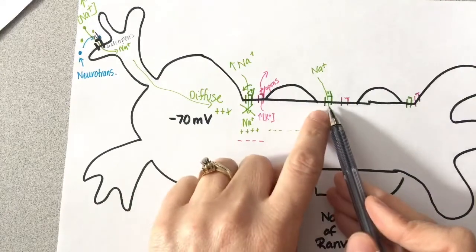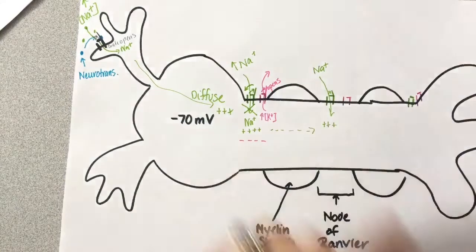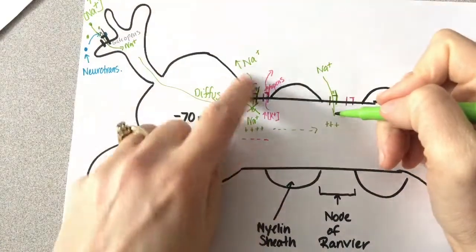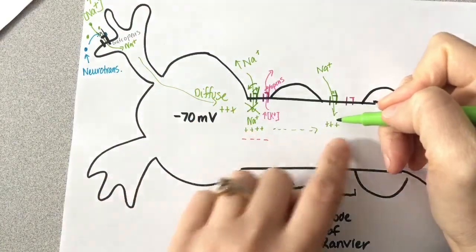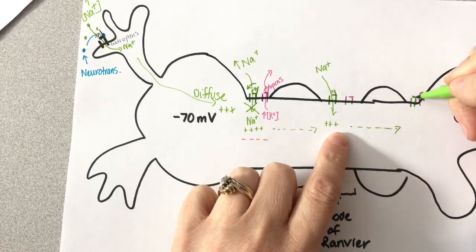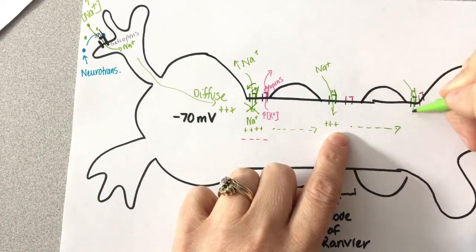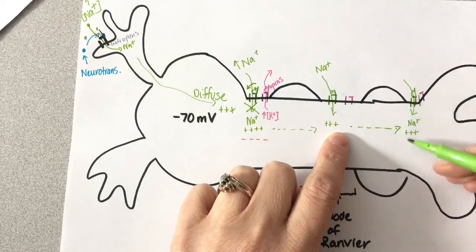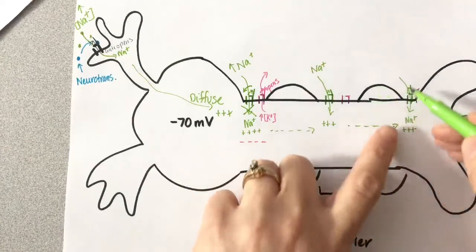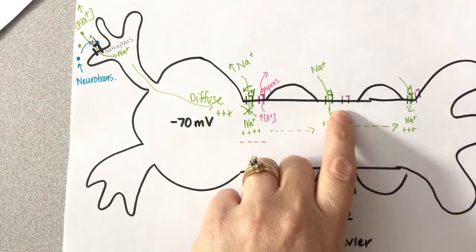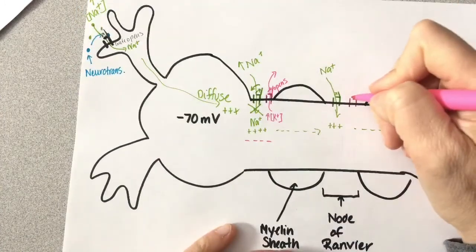So then let's look at what happens over here. The sodium now was rushing in. The sodium gates opened and rushed in. As a result of the sodium coming in here, that's going to trigger the sodium gates to open here, and sodium rushes in here, and the inside of the cell becomes positive. At the same time that this is happening, what's going to happen at this node to the potassium gates? The potassium gates will open.